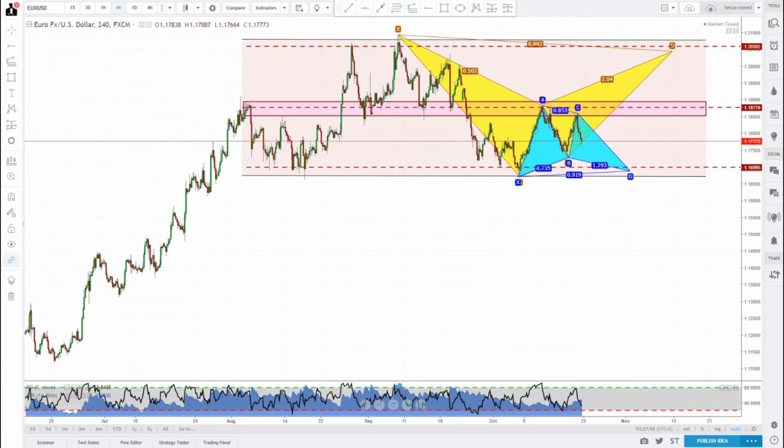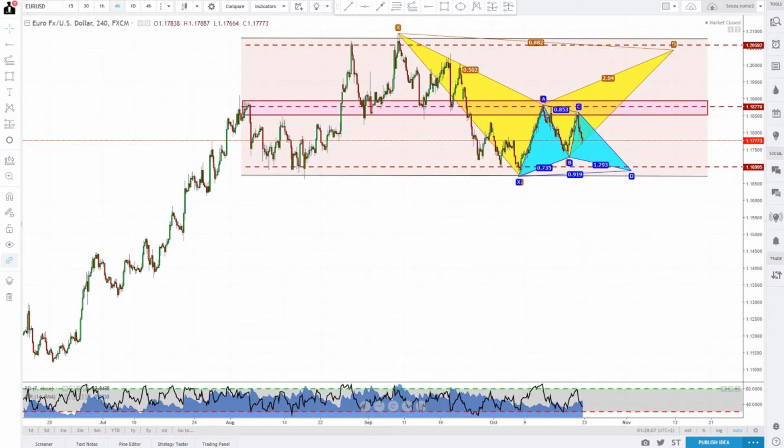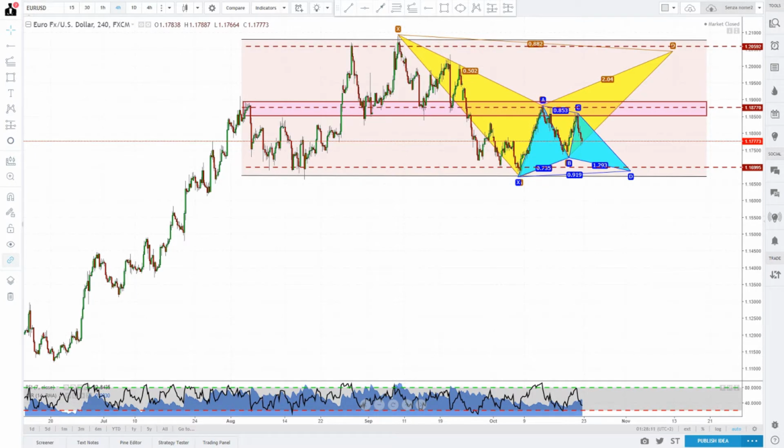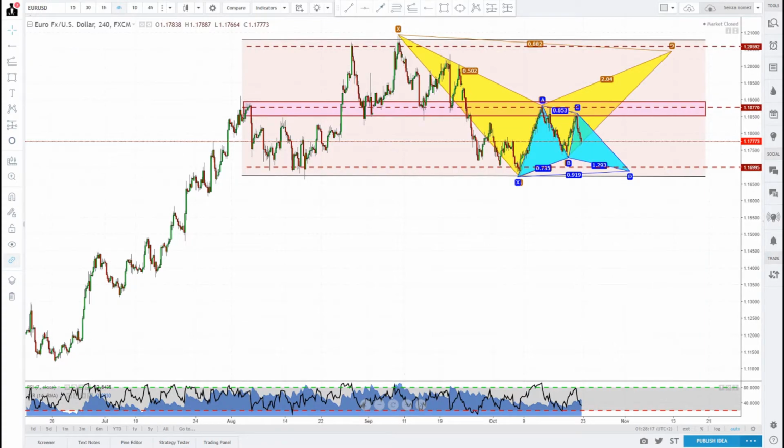My trading plan for Euro-Dollar next week is in front of you. If you want to find out how I drew this pattern and why I am looking to trade only this way, stay here and we'll see after the intro.